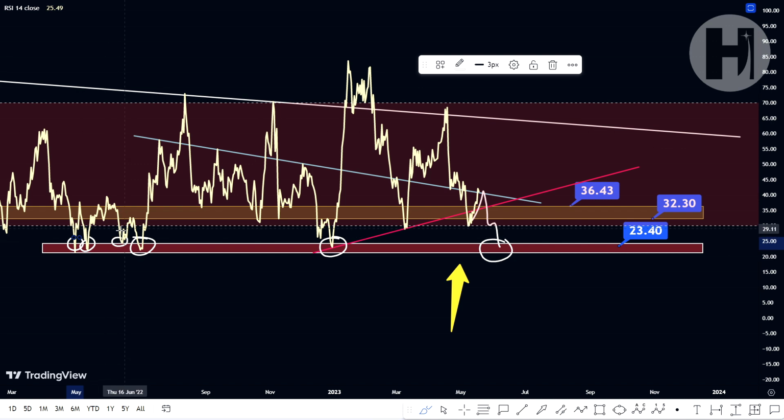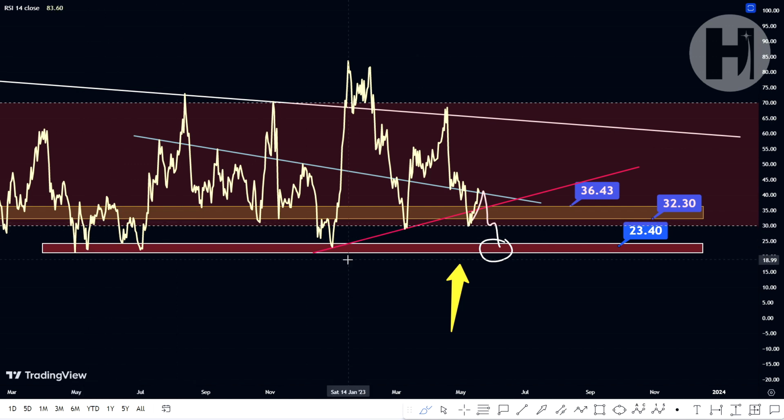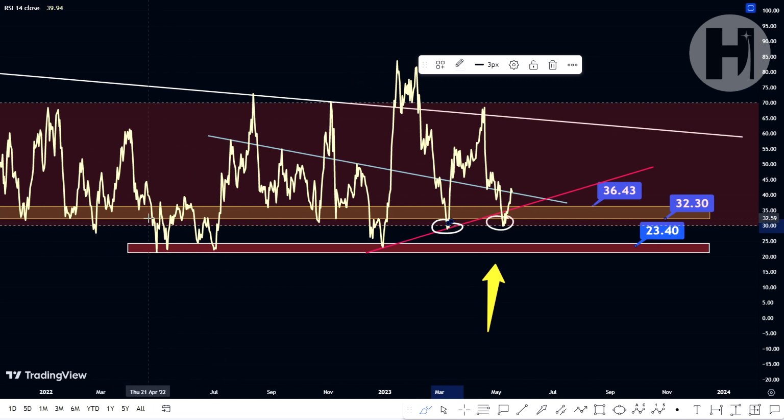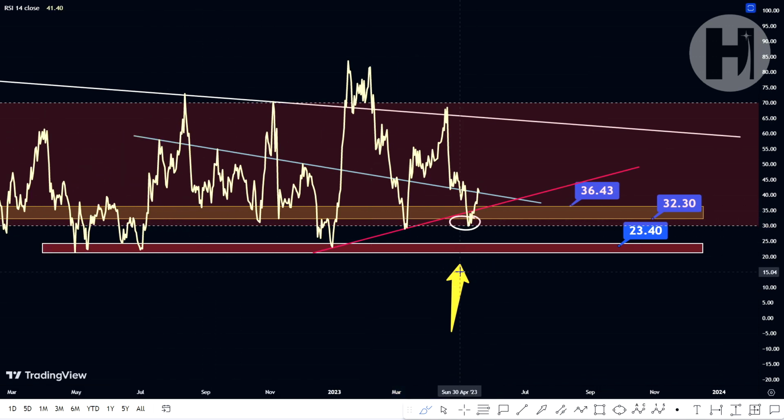So every single time you broke below, you ended up in the red support block, except for this time over here in May, and except for this March here as well. Otherwise, for the past year or so, you've been having a bounce from the red block. That's why it's a pretty important area to keep an eye on.